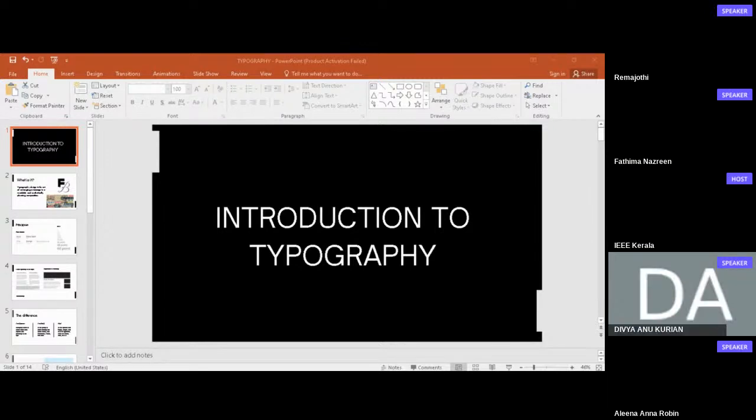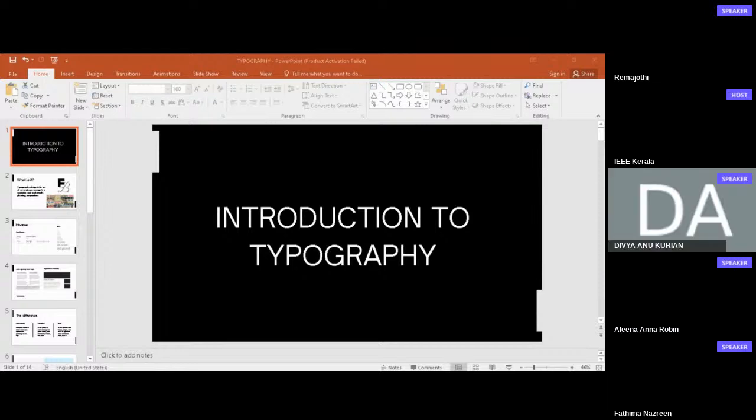Okay, we have one more question. How does typography affect design? I suppose I didn't mention that, but that's one of the terminologies that's being used in the concepts.